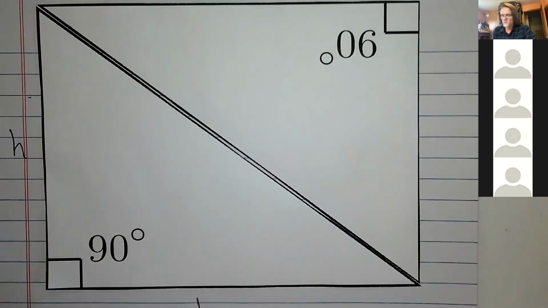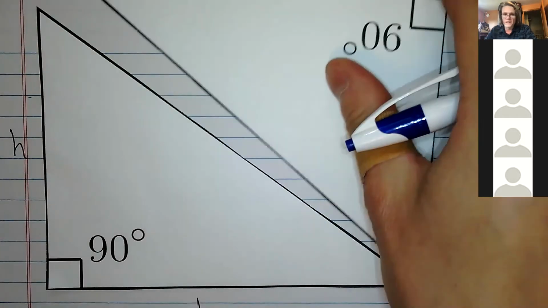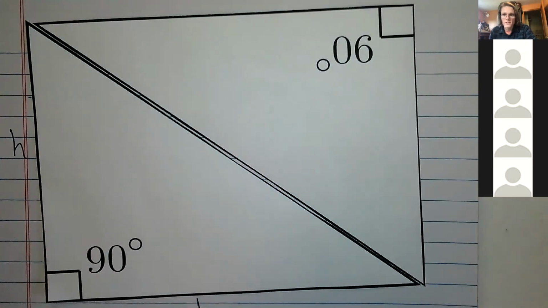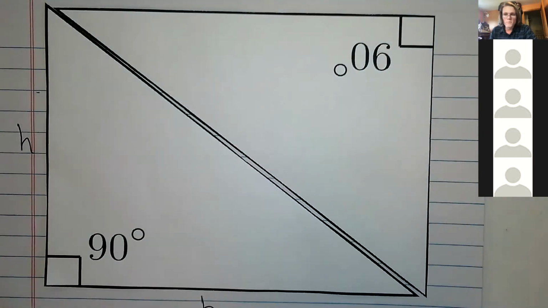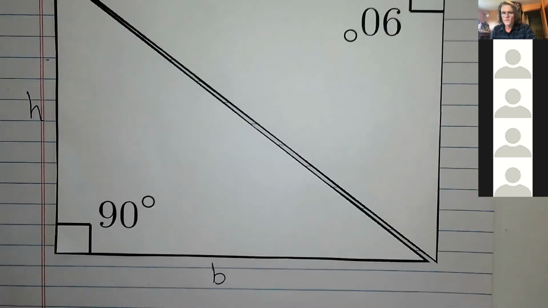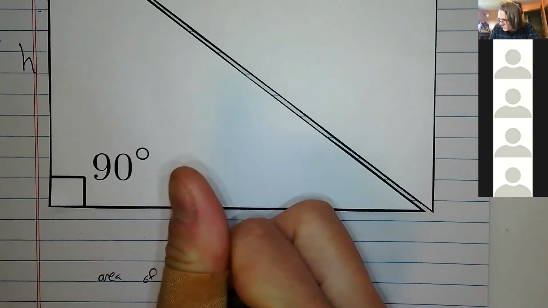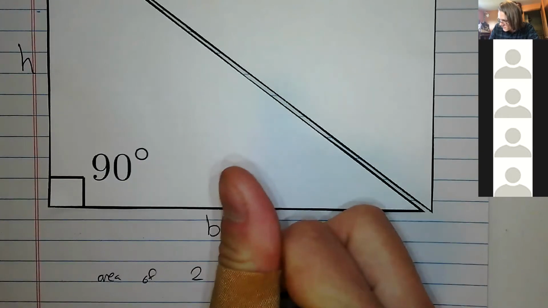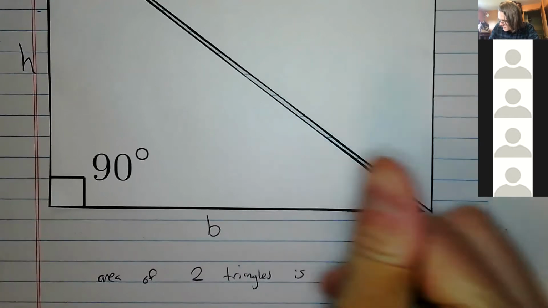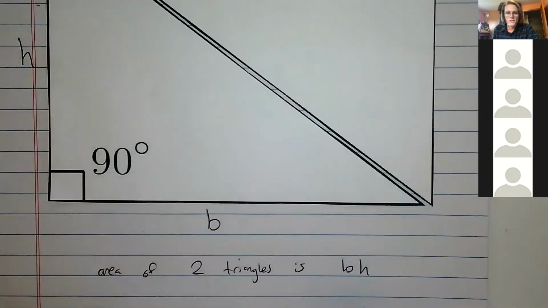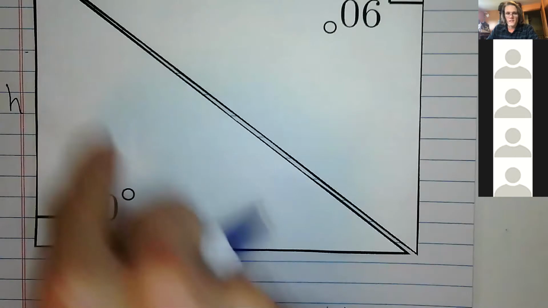That make sense? So again, we're just duplicating it. So when you duplicate it, you get 2 times the area. And if you can compute that, you can then just divide it by 2. So for instance, what I mean is that the area of 2 triangles is B times H, right? Because it's just a rectangle.